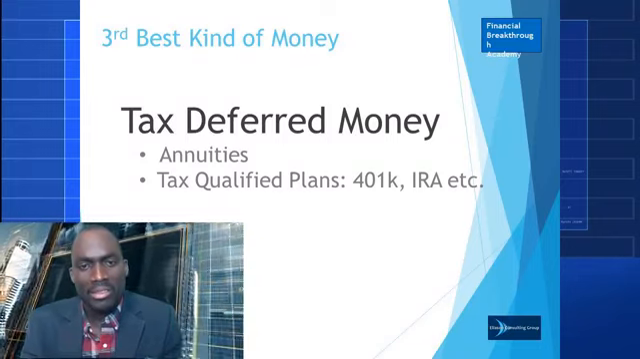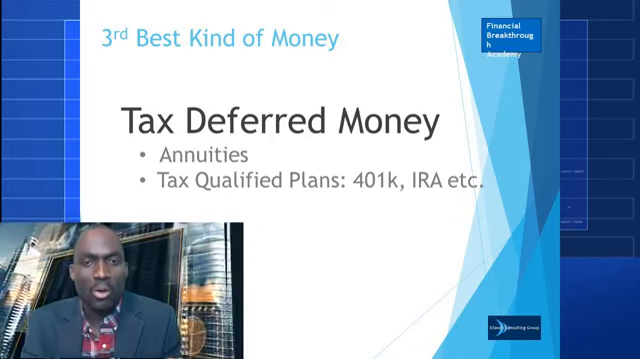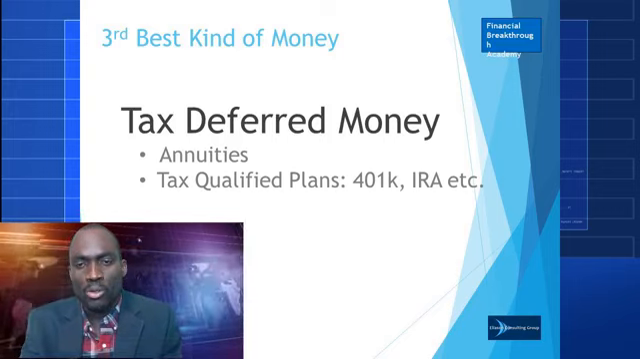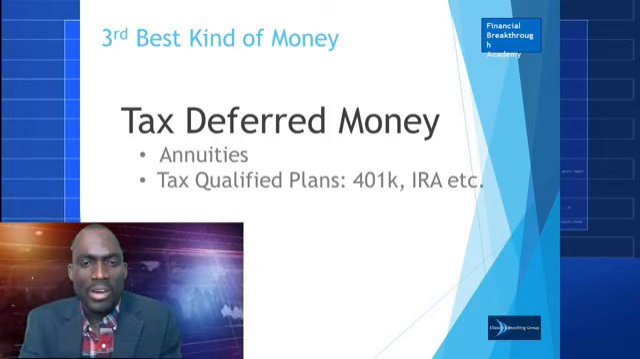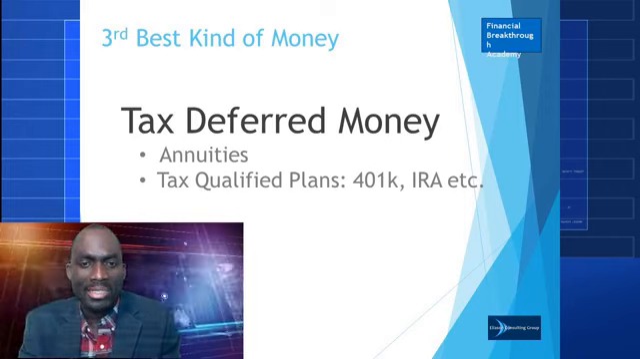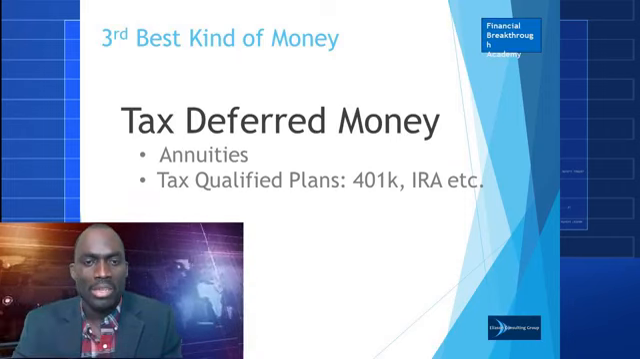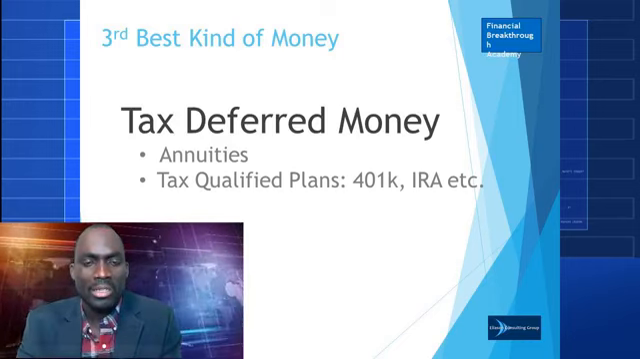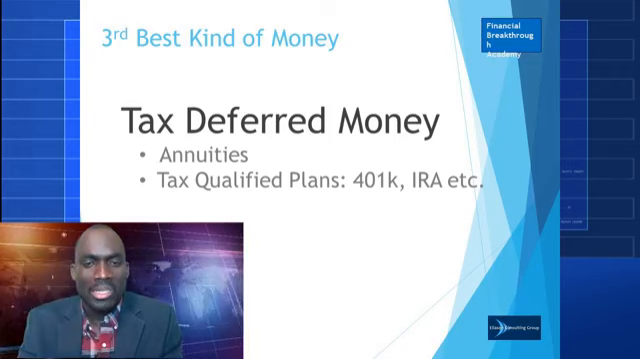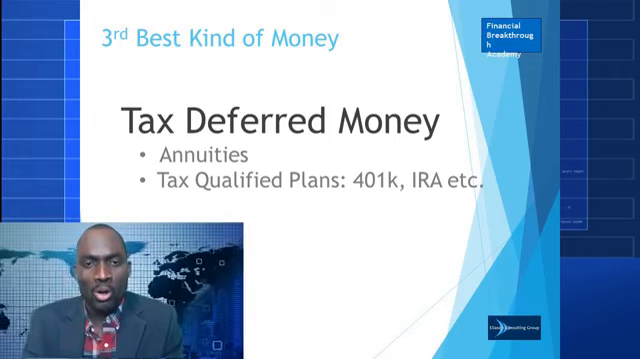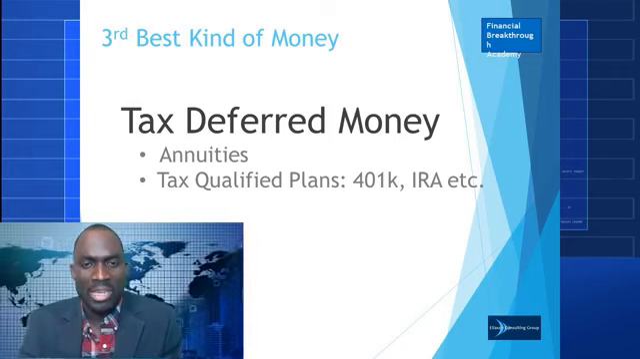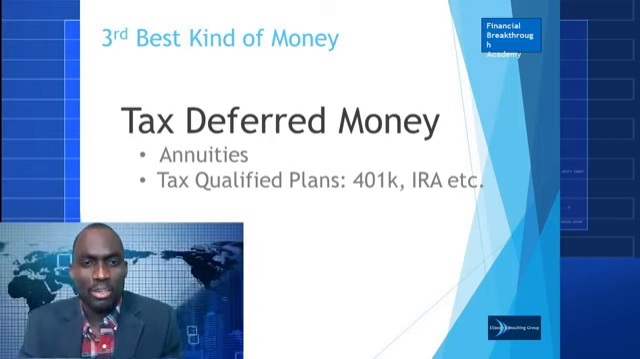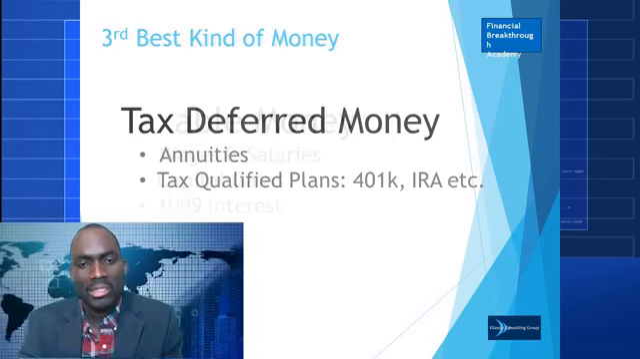Another tax deferred money is, for example, the qualified plans. We mentioned some of them already. 401ks, your IRAs, and other qualified plans have that tax deferred feature whereby the IRS will allow you to defer the taxes on these and allow the money to grow over time until you are ready to withdraw. Then you pay the necessary taxes. So that's a third best kind of money in the smart order of money structure we are discussing here today.